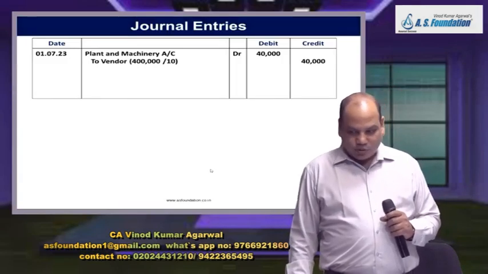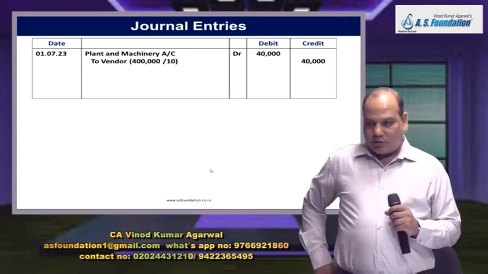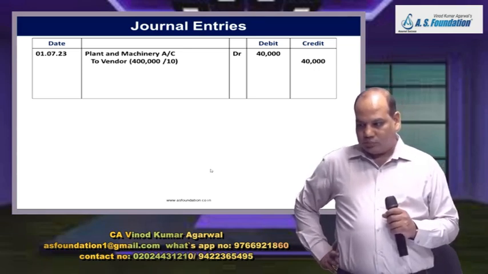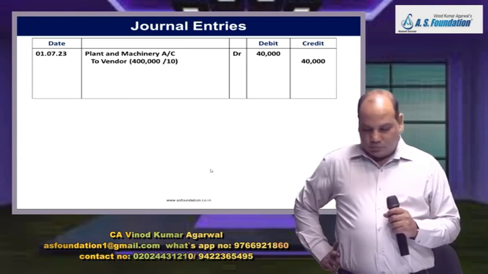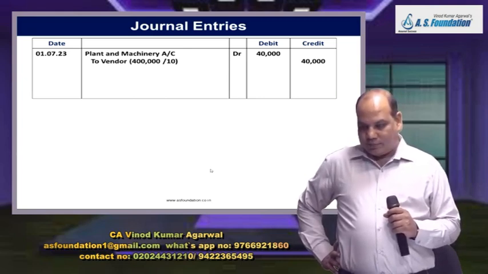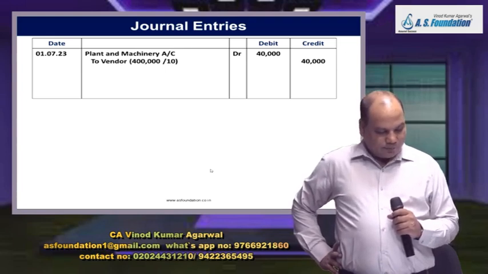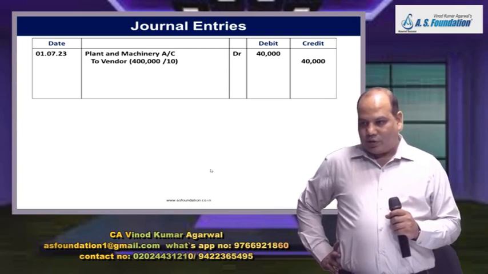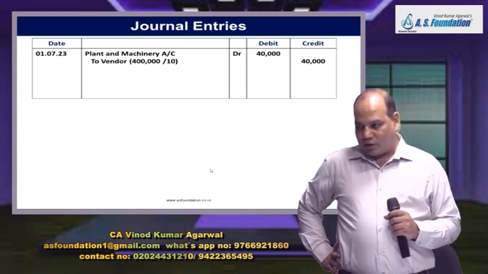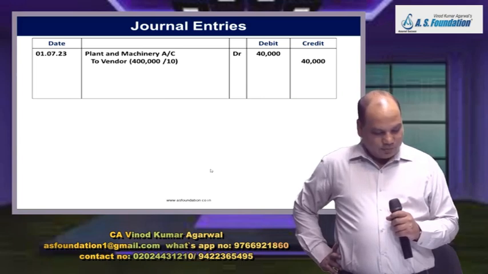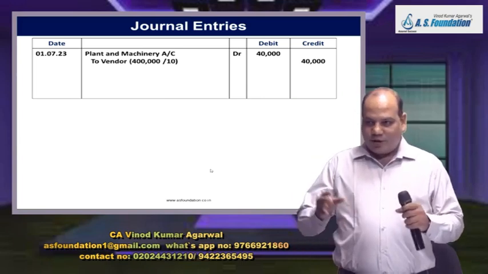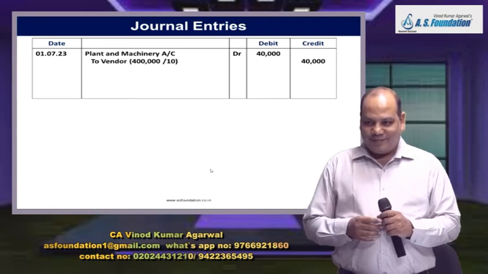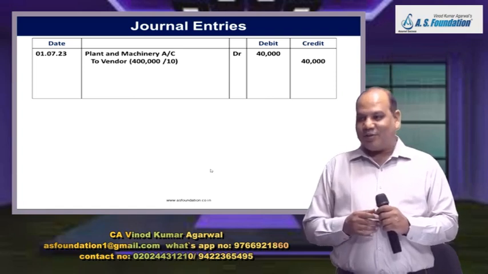So write down in your notebook, 1/7/23. Plant and machinery account debit. How much have you written? 40 lakh or 40,000? 40 what? Lakhs or 1,000? 1,000. 40,000 is right. 10 yen is 1 rupee. 4 lakh yen is 40,000 rupee.